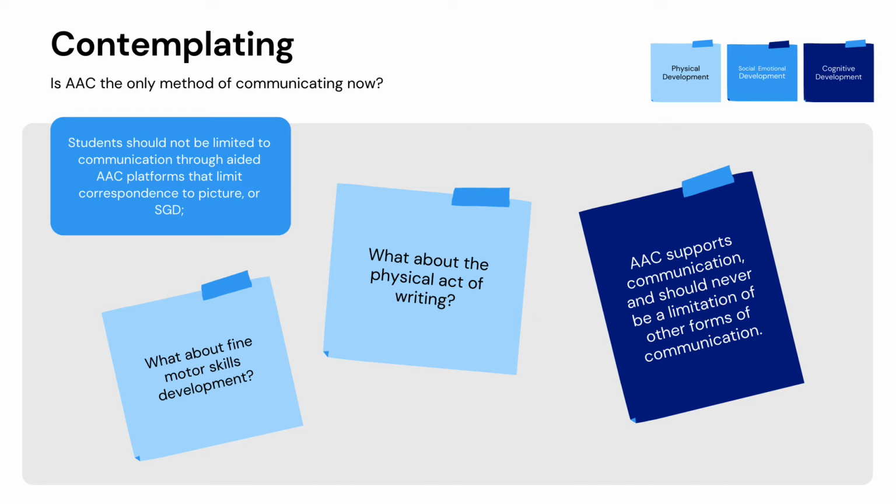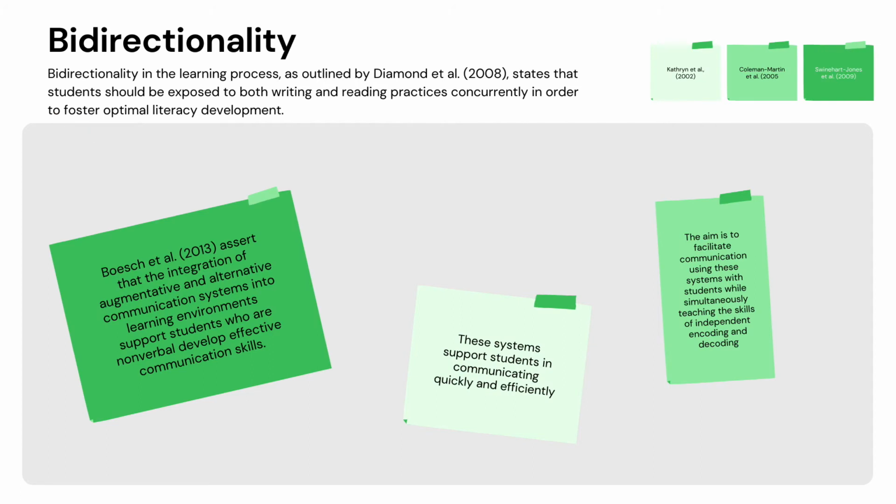I was thinking about the physical act of writing and motor skill development. This led to my research in bidirectionality, learning about how students should be learning to read and write at the same time in order for that optimal literacy development to take place.